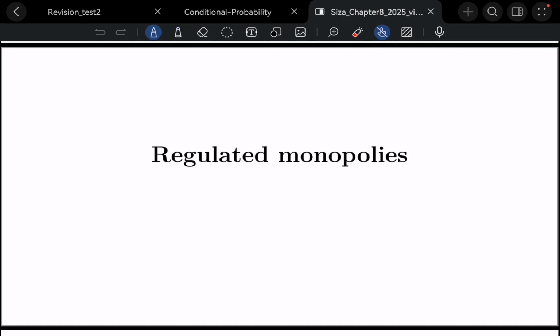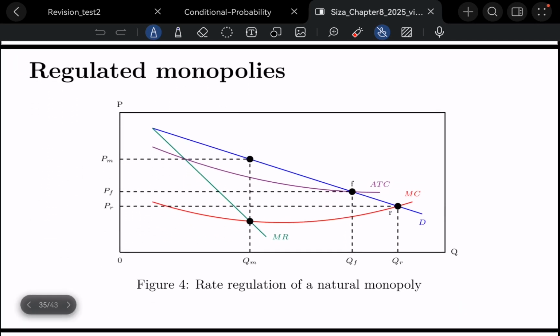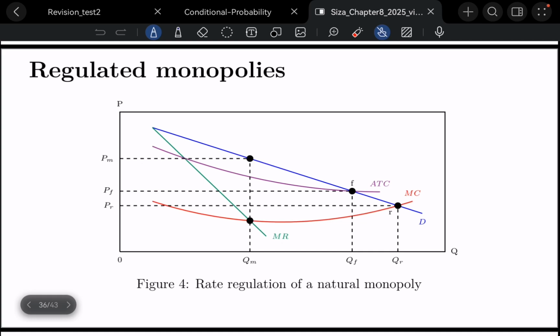Right, in this video, we're going to discuss regulated monopolies. So we'll come from discussing why we regulate and all the different prices and the dilemma that comes up from regulating or not regulating and so forth. All right, so we'll use this diagram here where we look at the rate of regulation of a natural monopoly.